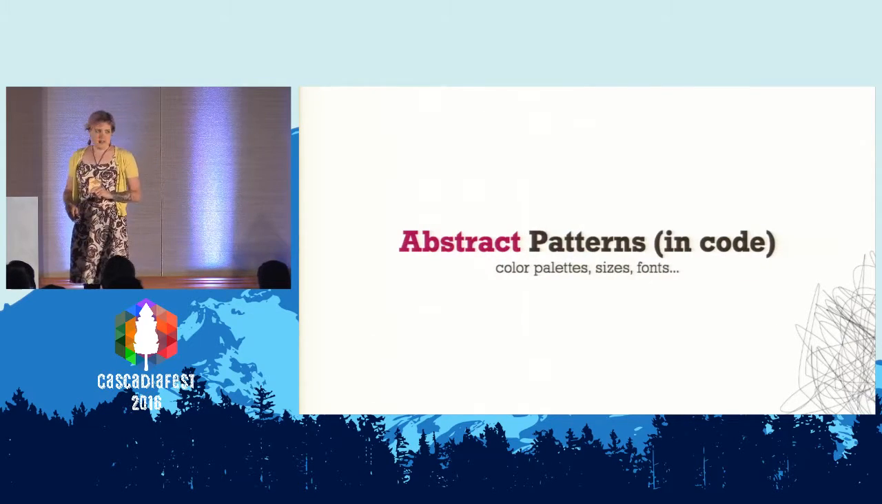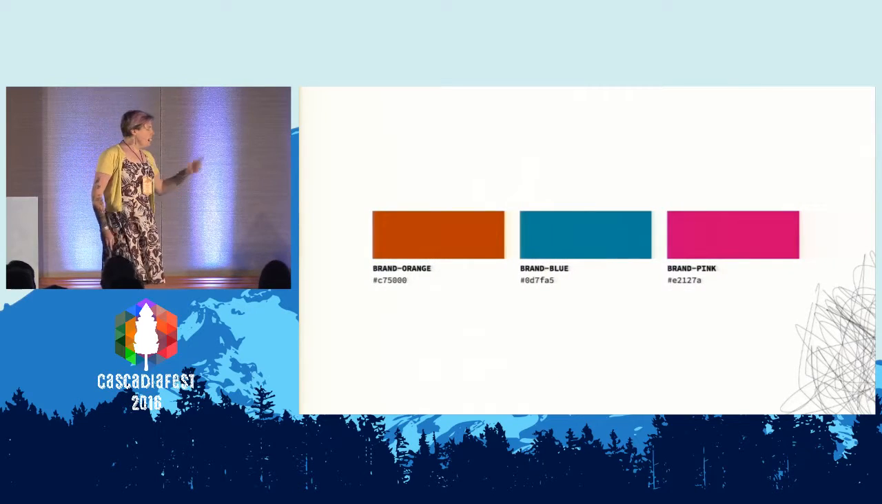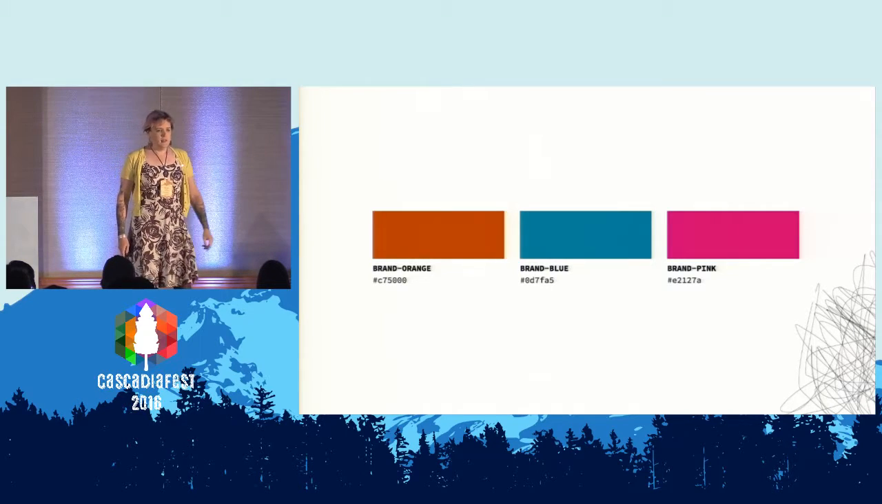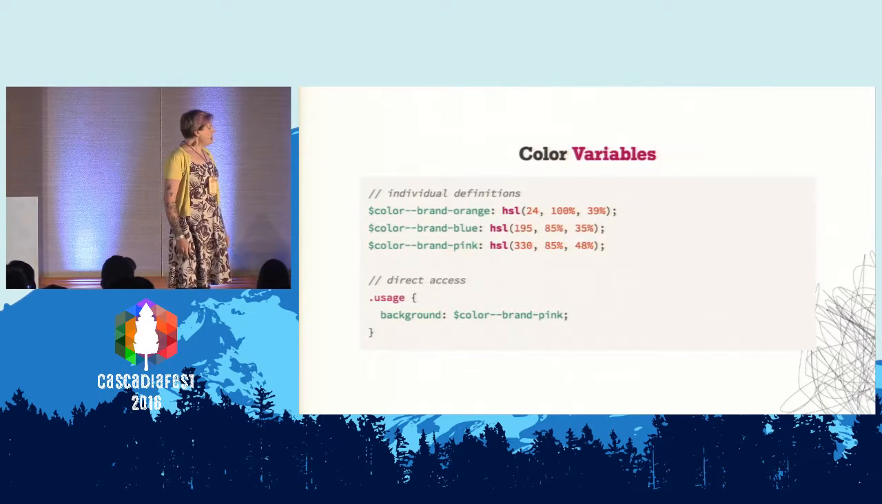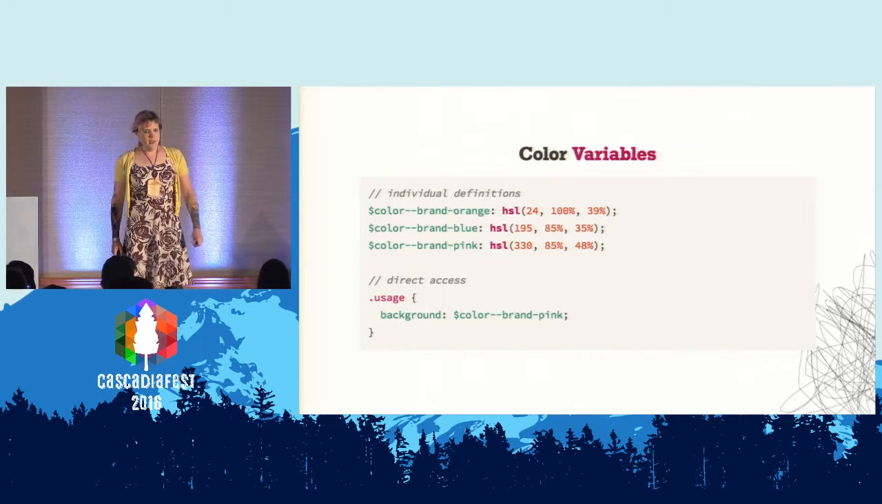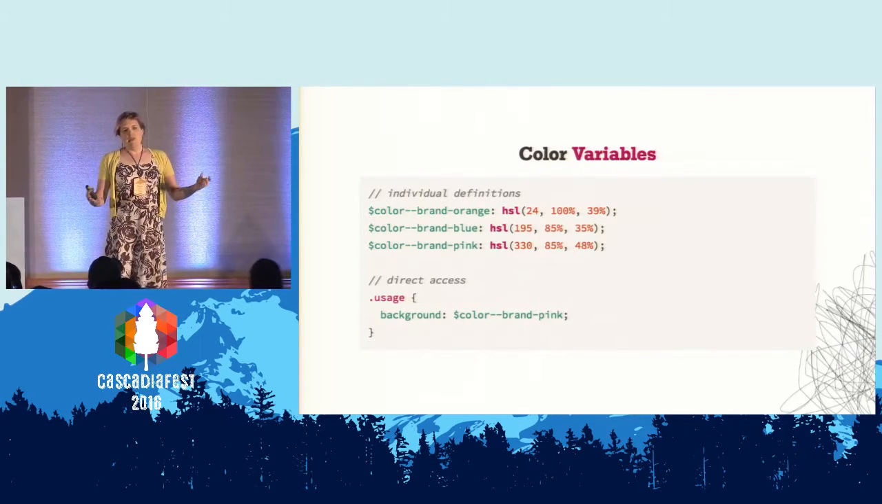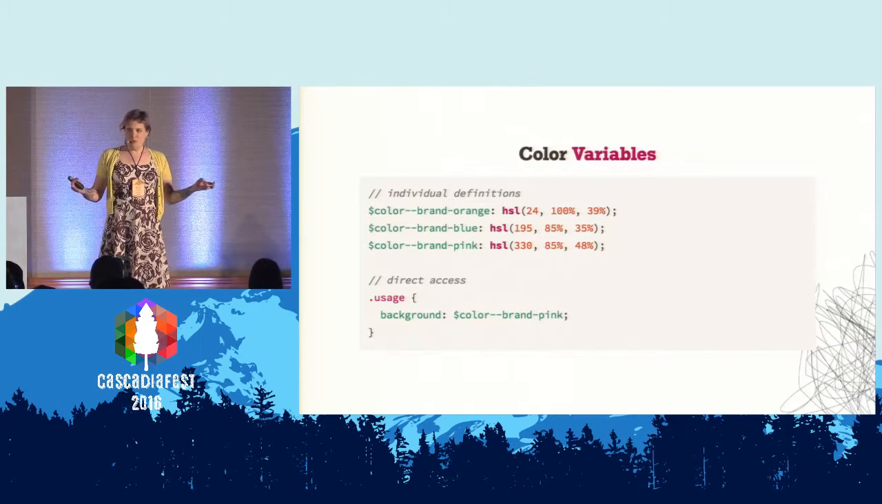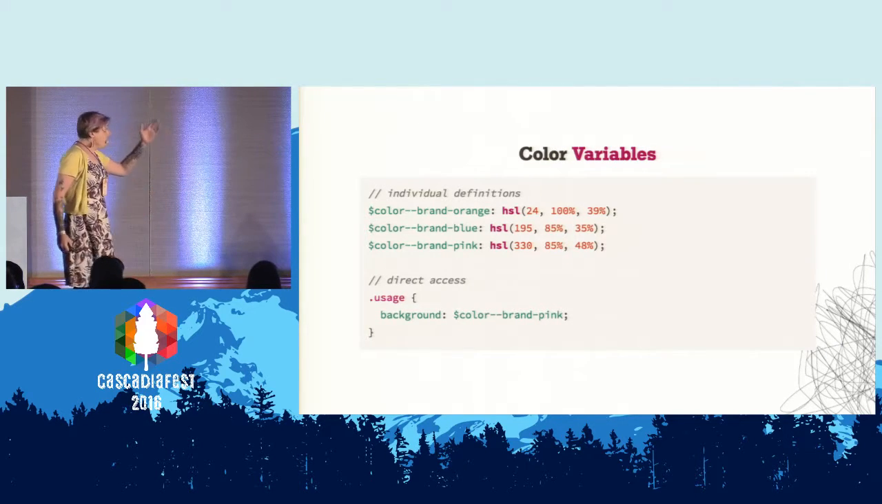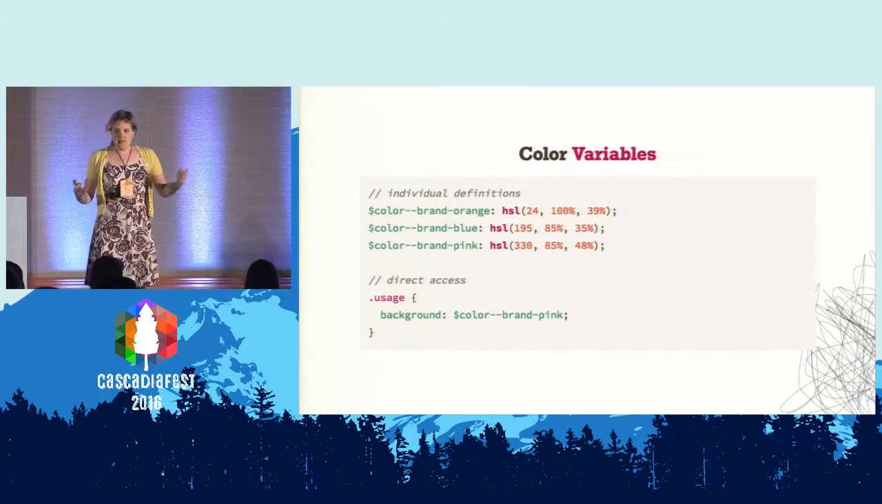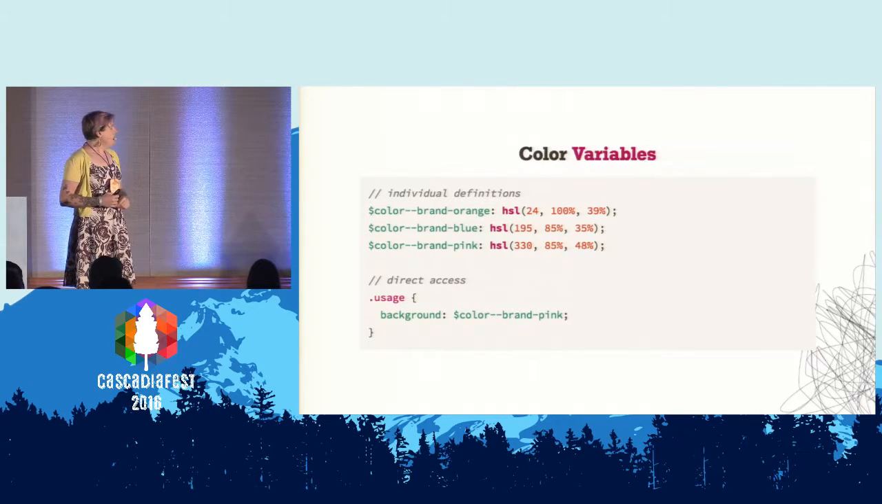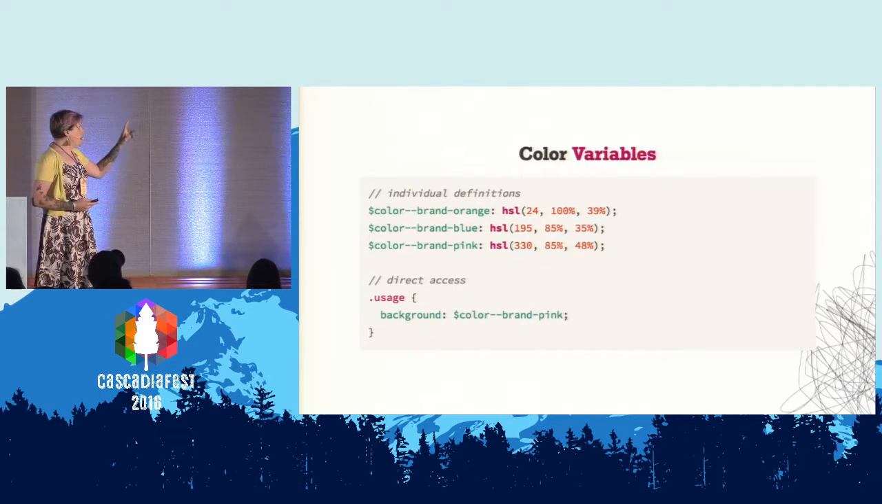So I'm going to look first at some abstract patterns in code. How do we represent a style guide or a color palette in code? Here's the old way, color variables. I mean, this is not the oldest way. But this is one common way to do it in Sass. So we've got color brand orange, color brand blue, and various variables. And it's fairly easy to use. You can access the colors directly by their variable name. But it has some problems.